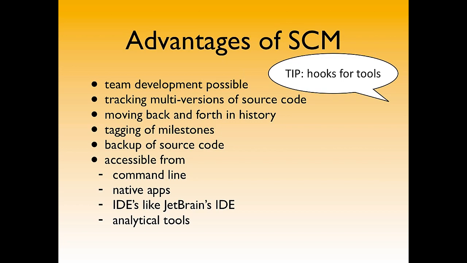Every developer creates code, and that code is stored in a repository. Another developer modifies some code that's merged into that same repository in such a way that it doesn't overwrite each other's development. You also track multiple versions of that same source code. And by doing so, you can move back and forth in history. That allows you to say, okay, at this point we reached a milestone, and you tag it, for instance, during a release. One of the benefits of using an SCM is that it is also a backup of your source code. So in case your development laptop gets stolen, no worries. All you have to do is check out the repository and you're good to go.